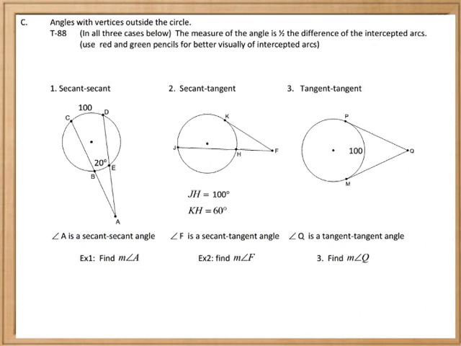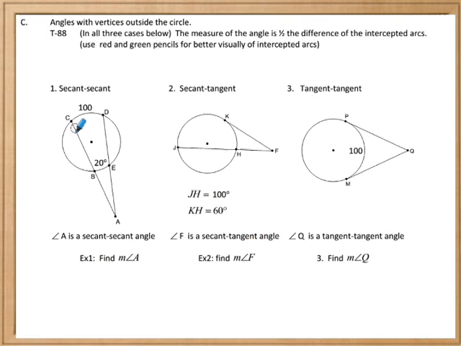In part C of your notes, we're going to be dealing with angles that have vertices outside the circle. Now there are 3 cases of this, and when we know this, the measure is 1/2 the difference of the intercepting arcs. So I'm going to use different colored pencils, red and green. Feel free to grab your own colored pencils. Press that pause key and come on back when you have that, and we're going to continue on with this.